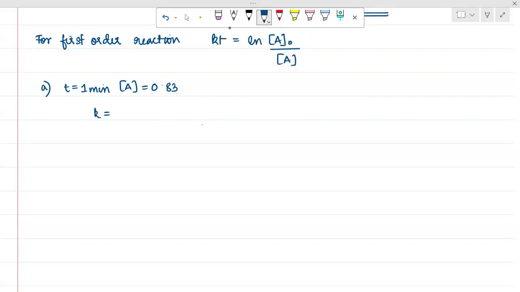K is equal to 1 divided by time, which is 1 minute, times ln of initial concentration, 1 millimolar, divided by final concentration, 0.83 millimolar. Millimolar and millimolar get cancelled, so this is unitless. Whatever you get here is in units of per minute, because for a first order reaction the rate constant is per time. And the answer that we get is 0.186.